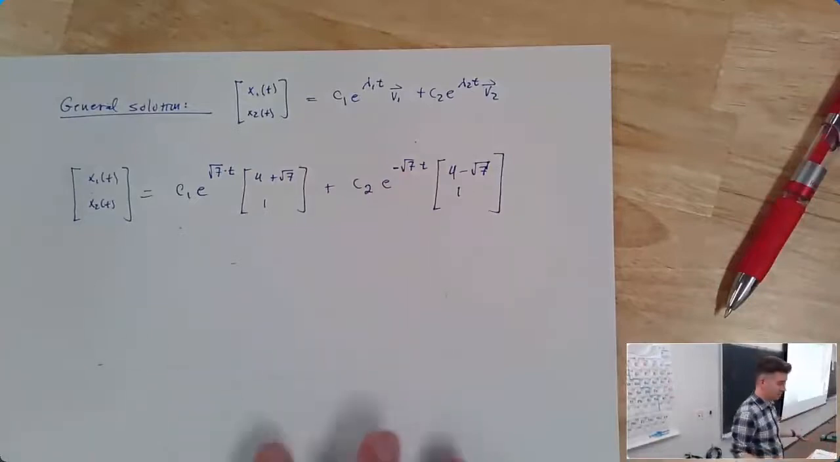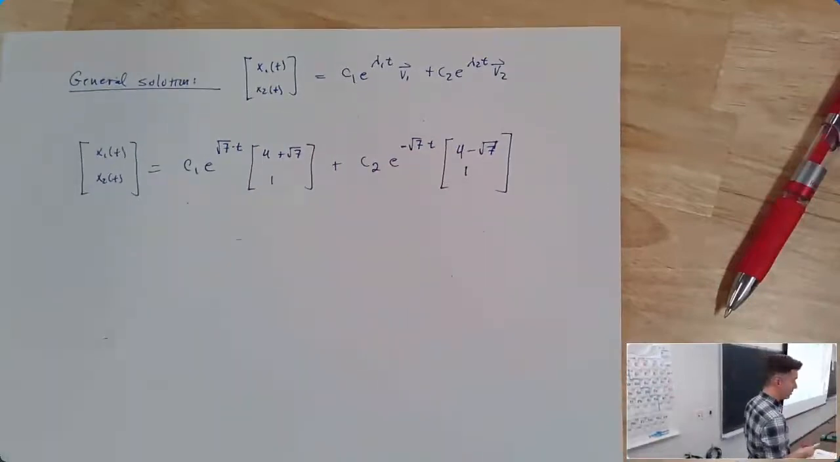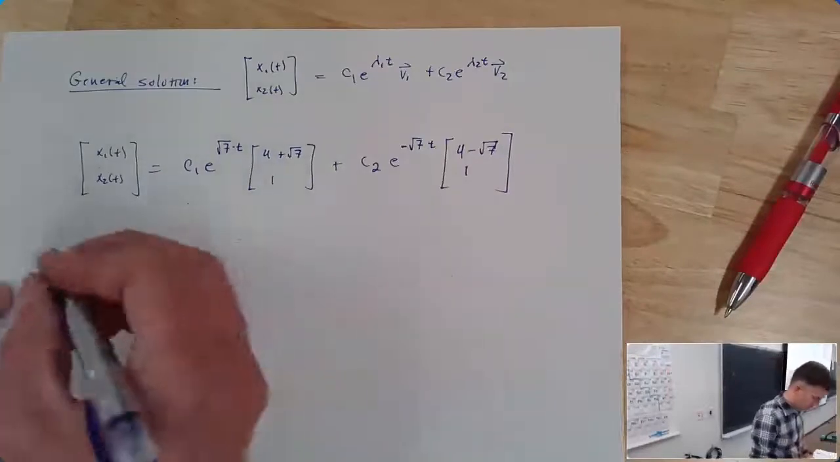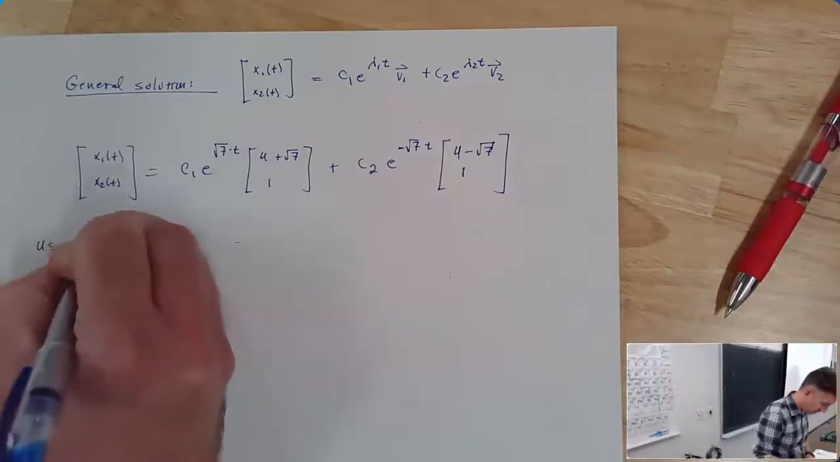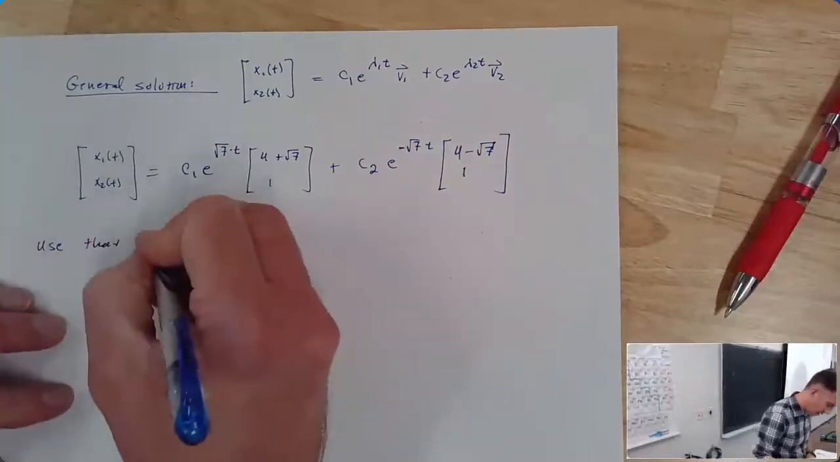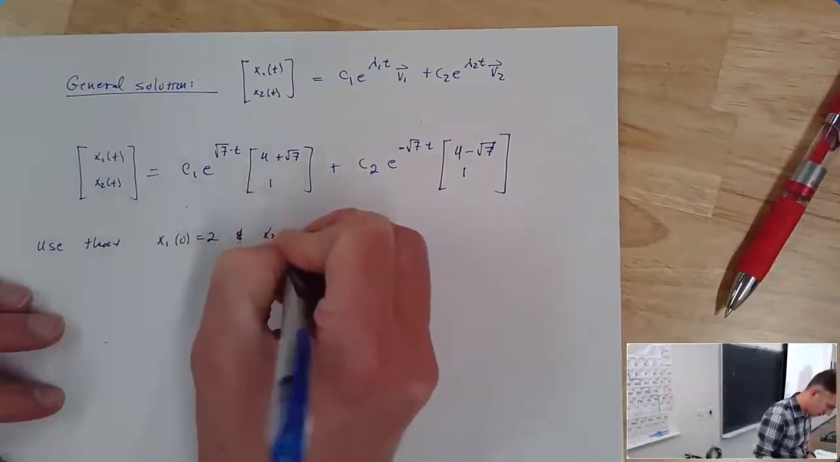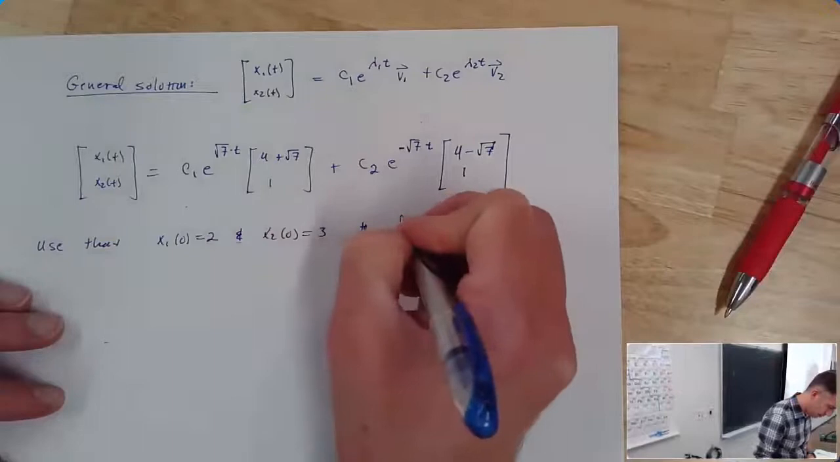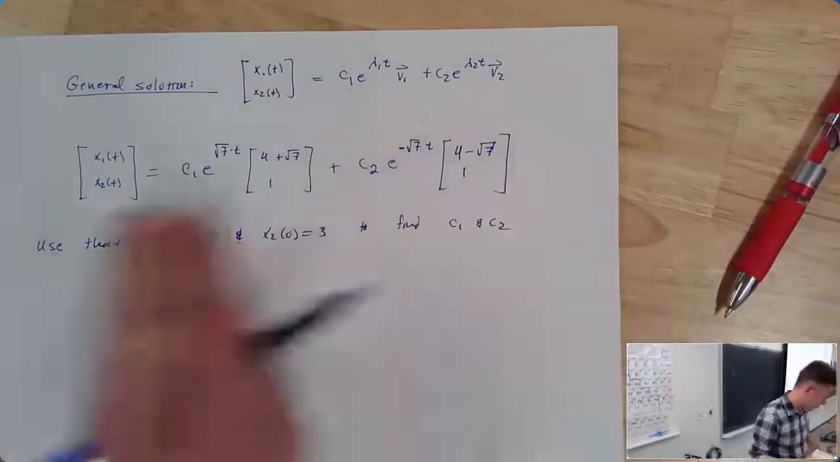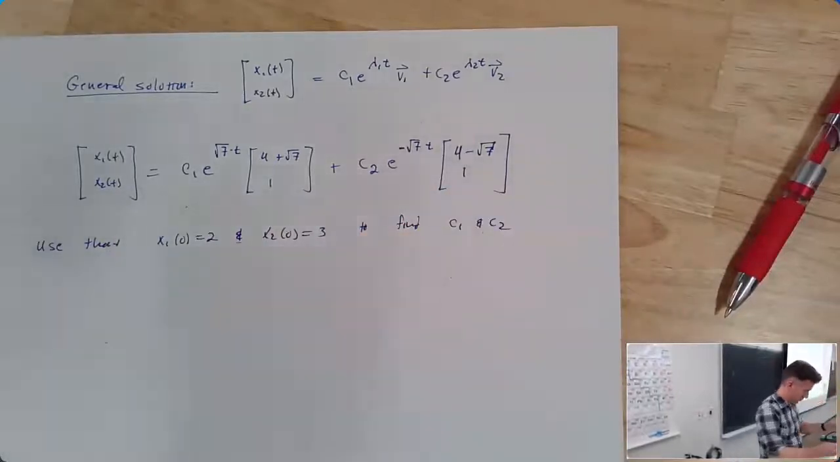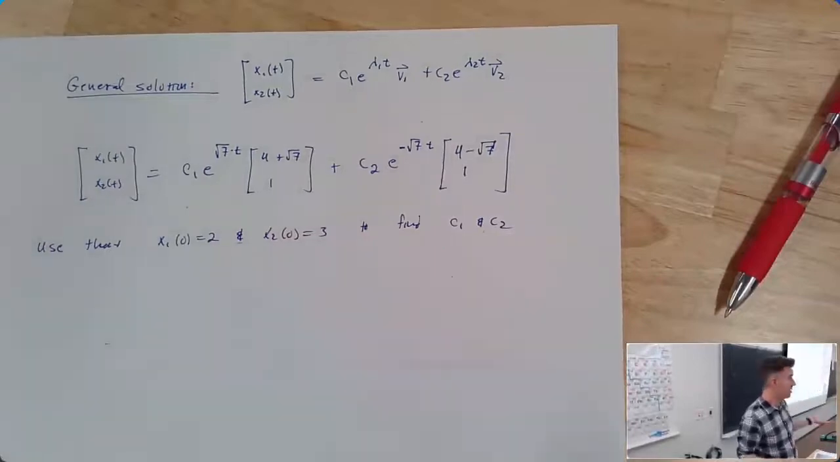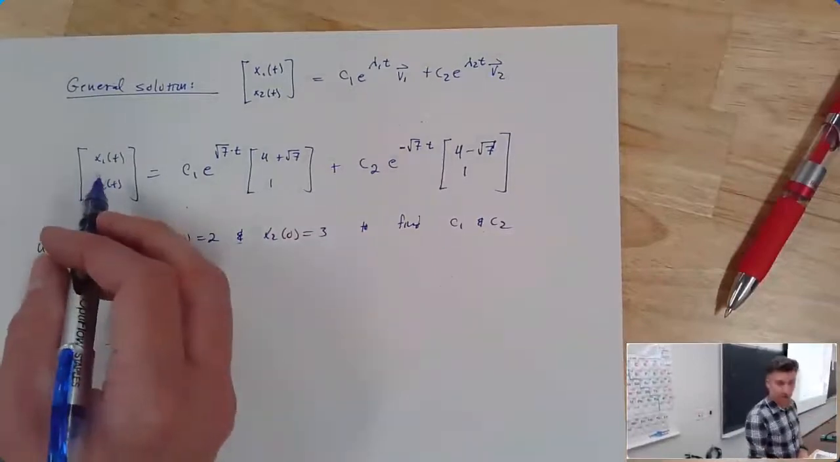If they're giving you initial conditions, and they typically have for most of your homework problems, the expectation is that you then use the initial conditions to find C1 and C2. So we're going to use the fact that x1 of 0 is equal to 2, and x2 of 0 is equal to 3 to find C1 and C2. Cool. So how ugly does this get? Oh, not that bad. It's really not too terrible.